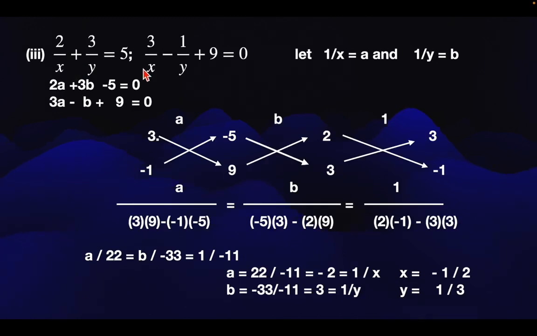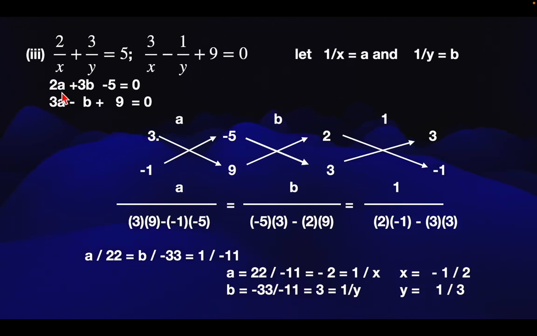So, third sum. Here are the two equations. We can see it is not in standard form. First, let us substitute 1 upon x as a and 1 upon y as b. So here it is. And then we will take this 5 to the left hand side. So you get 2a plus 3b minus 5 is equal to 0. Similarly, for the next equation, it will be 3a minus b plus 9 is equal to 0. Okay, so now these two equations are in the standard form.